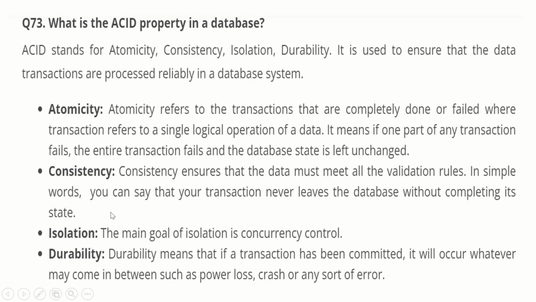The next one is isolation. The main goal of isolation is concurrency control. The next point is durability. Durability means that if a transaction is committed, it will persist whatever may come in between, such as power loss, crash, or any sort of error.